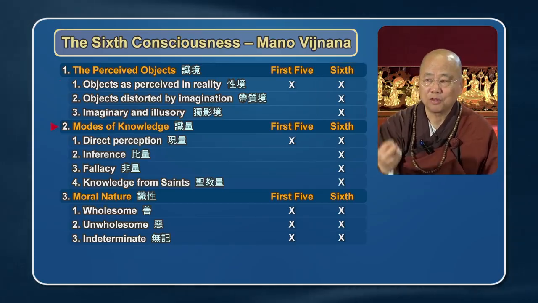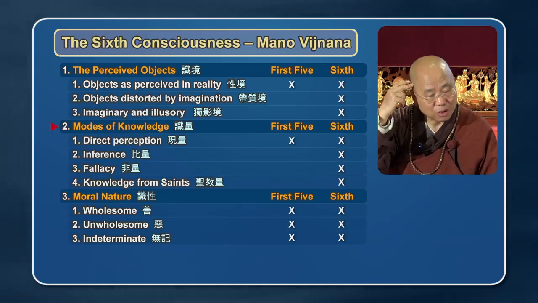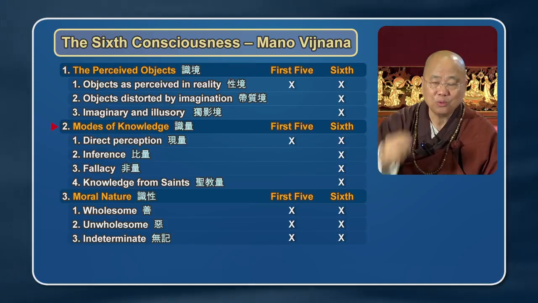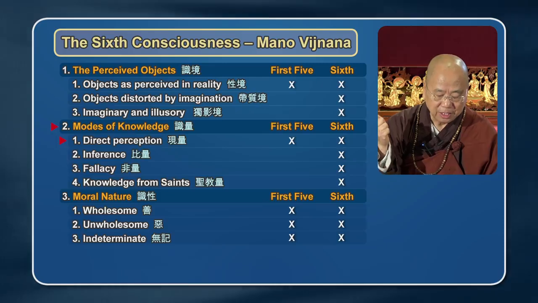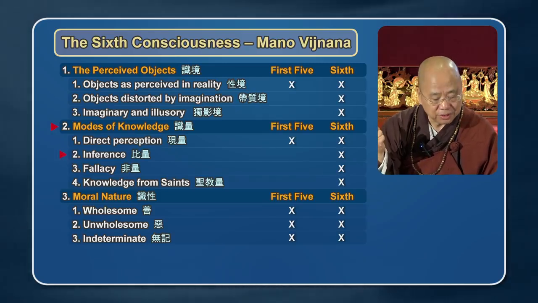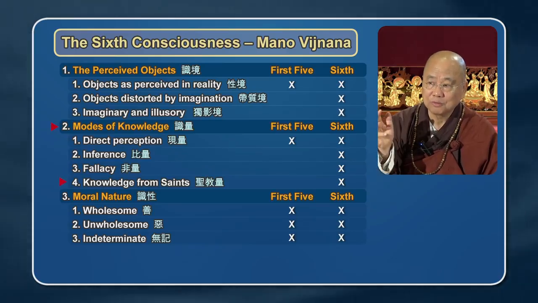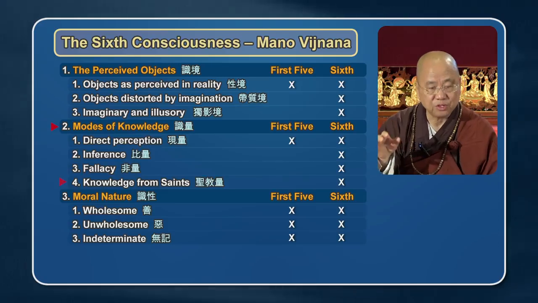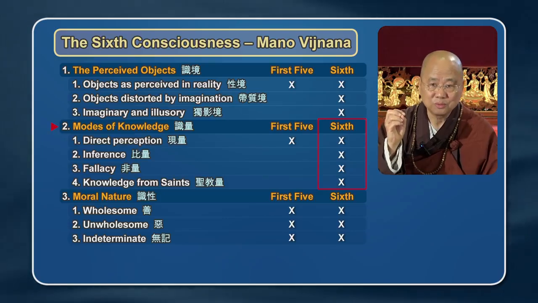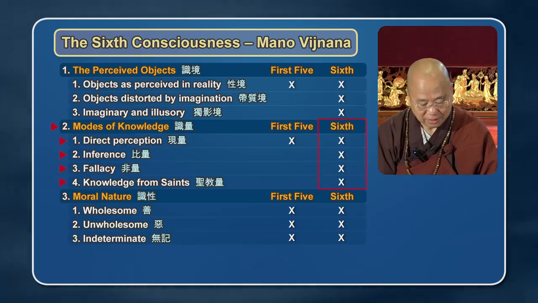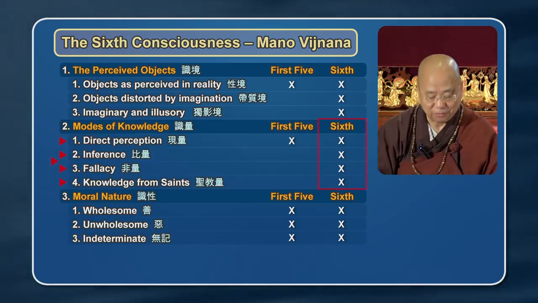So as far as the modes of knowledge, how does each consciousness get to know things? How does our consciousness get to understand, get to know? Through 4 methods. The first one is direct perception. The second one is inference. Third one is fallacy. Fourth one is knowledge from saints or from trustworthy sources. The 6th consciousness, the mano consciousness, knows by the 4 methods: direct perception, inference, fallacy, and knowledge from saints. We already have touched on that.